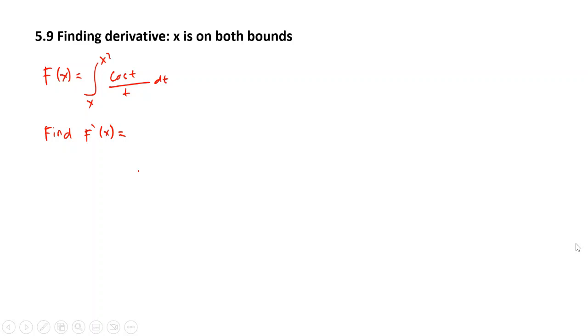The final property of integrals that we will learn is finding the derivative using the fundamental theorem of calculus where we have a function where x is in both bounds. As you can see here, you have f(x) equal to the integral of cos t over t dt from x to x squared. We are asked to find f prime of x, the derivative of f(x). The easiest way to understand this problem is by looking back at the concept of the integral, which is the area under the curve.